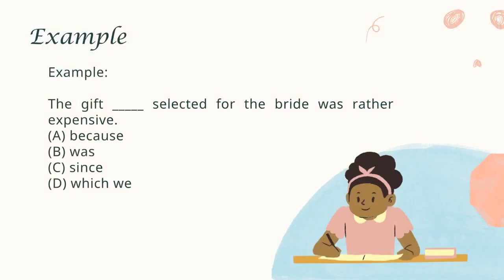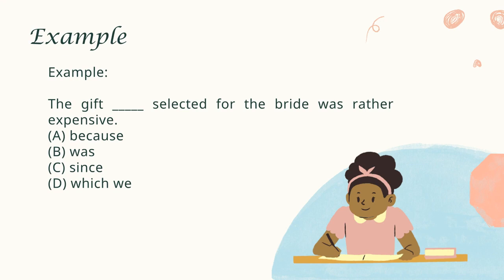In this example, you should notice quickly that there are two clauses. Gift is the subject of the verb was, and the verb selected needs a subject. Because there are two clauses, a connector is also needed. Answers A and C have connectors, but there are no subjects, so these answers are not correct.